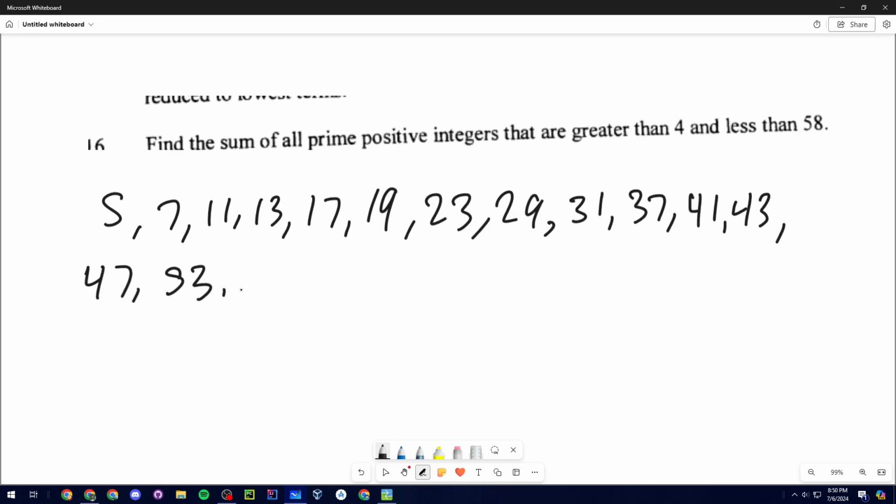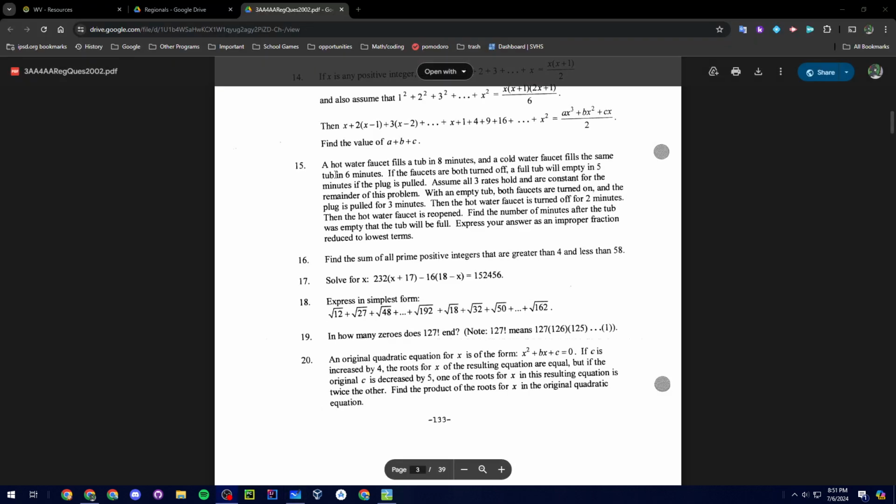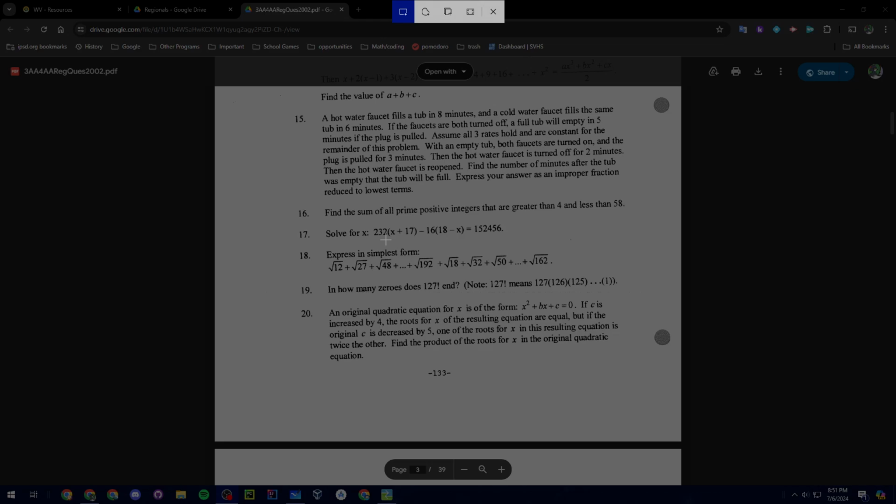Okay, adding these all up gives you 5 plus 7 plus 11 plus 13 plus 17 plus 19 plus 23 plus 29 plus 31 plus 37 plus 41 plus 43 plus 47 plus 53. Just gives you your answer of 376, and that is the right answer. Nice. So yeah, pretty self-explanatory. Just know your primes. You can probably get a program to spit out primes. I might actually invest in making that.